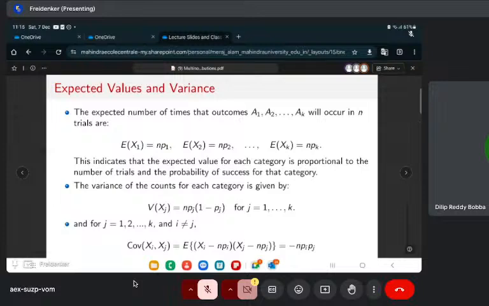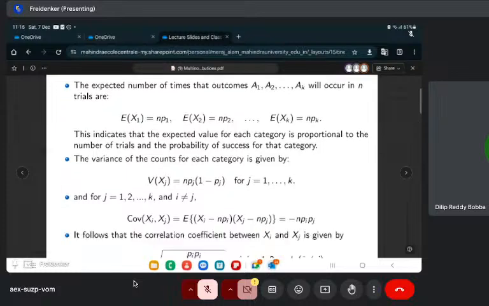That is fine. What will be the variance? npq, right? For x1, the variance will be np1q1, and q1 is 1 minus p1. So that is what they wrote here. For any j, the variance of xj is nothing but npj(1 minus pj). That is also fine.